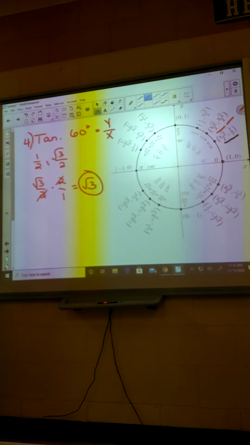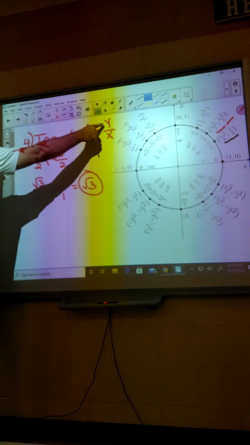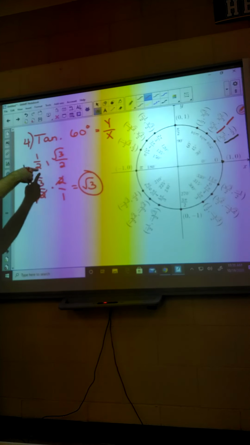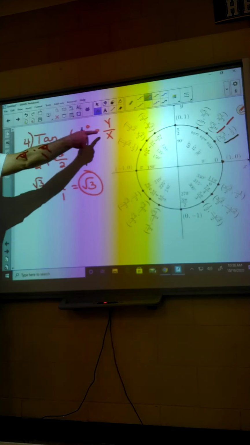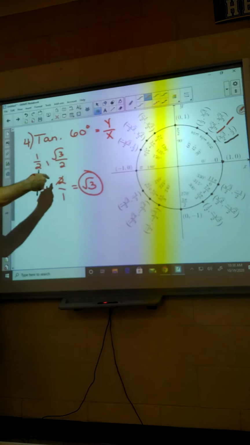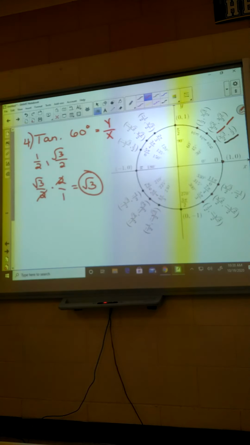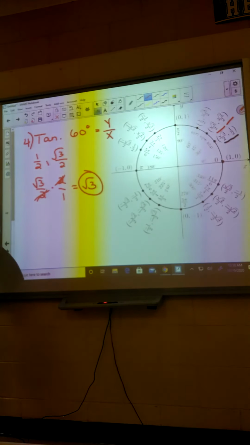All right, so what did you do different than me? Because the formula says y goes first, so I put my root 3 over 2 first. X goes on the bottom. That's the one I'm going to flip, so I flipped it and made it 2 over 1. Crossed out my 2's, and I just got root 3 left. So that was pretty easy. So far, guys, the only hard problem we've had was number 2. Everything else has been pretty easy. All right, let's go to 5.